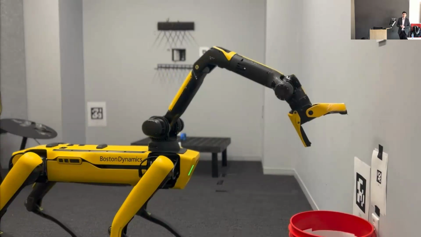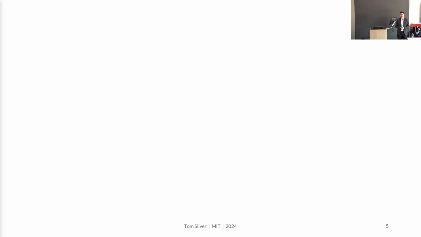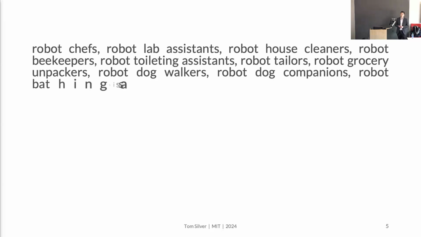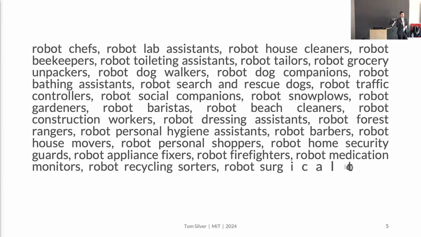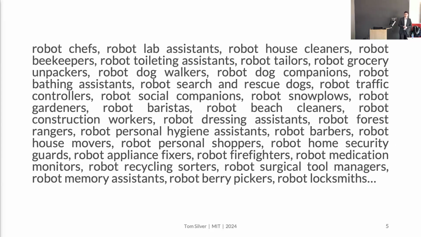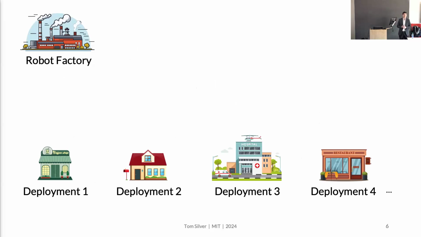So the hope with this learning and planning is that we can one day have robots that serve very general purposes in society. So we want to have robot chefs, robot lab assistants, robot house cleaners, beekeepers, anything that you might want to have a robot help you with in your daily life.